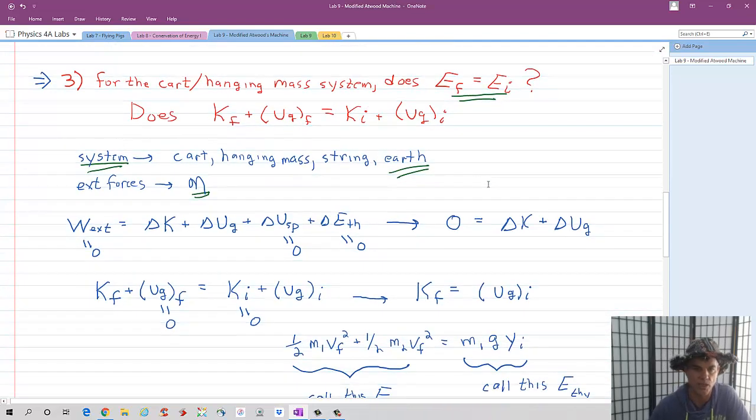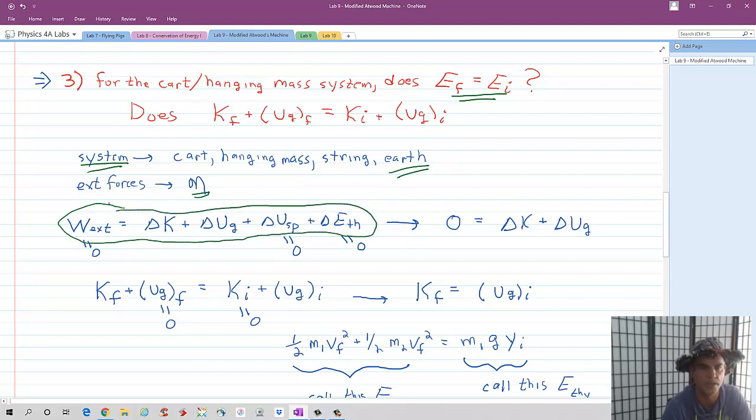Now, our big giant equation for chapter 10 is the work done by all external forces equals the change in energy of the system. And we're looking at kinetic energy, gravitational potential energy, elastic potential energy, and thermal energy. Well, we're ignoring air resistance and friction, so no thermal energy. There's no spring in the problem, so no elastic potential energy. So it's just kinetic and potential. The work done by external forces is 0, so the energy of the system shouldn't change. So the change in kinetic energy of the system plus the change in potential energy should be 0.